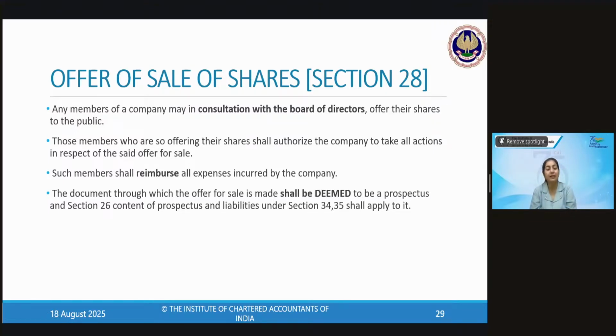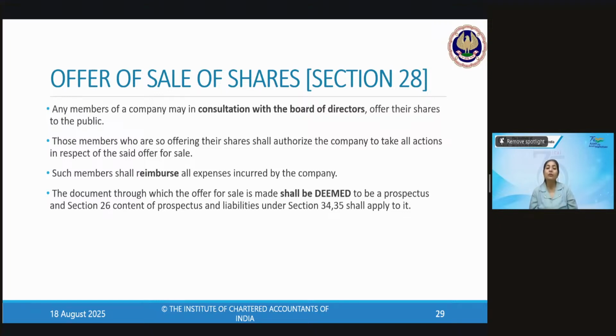So if members in consultation, board of directors. So here, board of directors approval is required. For section 27, shareholders approval is required. For section 28, board of directors approval has to be taken because only with their approval can the company help us in authorizing the company that is selling the shares of the shareholder in the market, and also all the expenditures will be reimbursed.